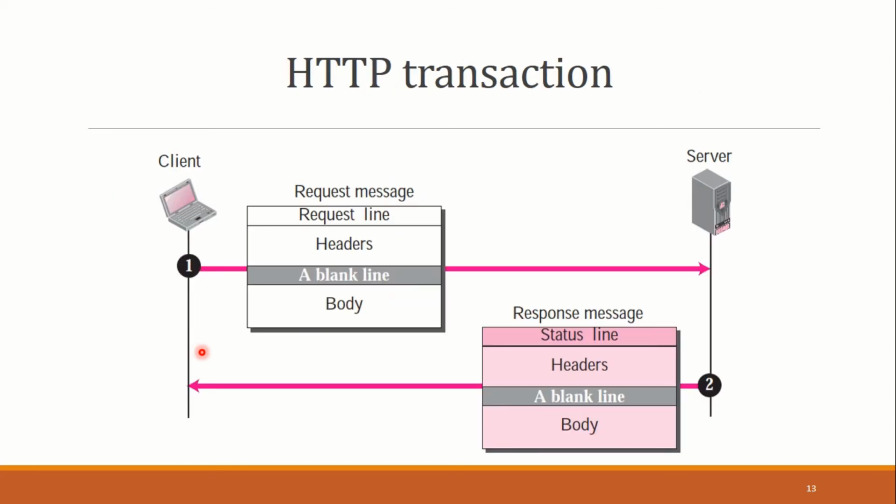This is what the diagram of an HTTP transaction looks like. It is very simple in nature. The request message and the response message have almost the same body. The only difference is that here you have a request line, whereas here you have a status line. So now, what are these things? Let us see them one by one.